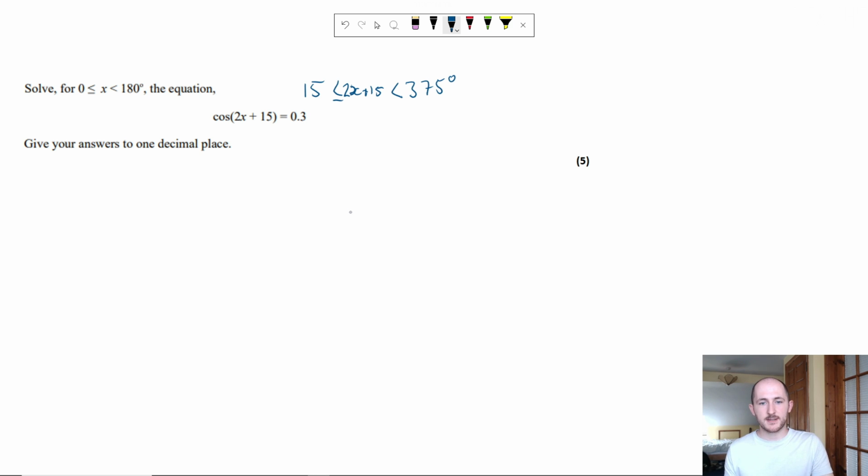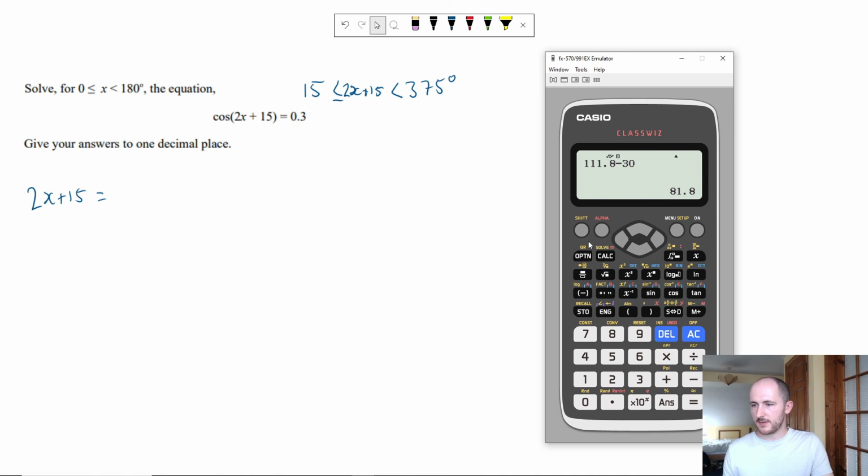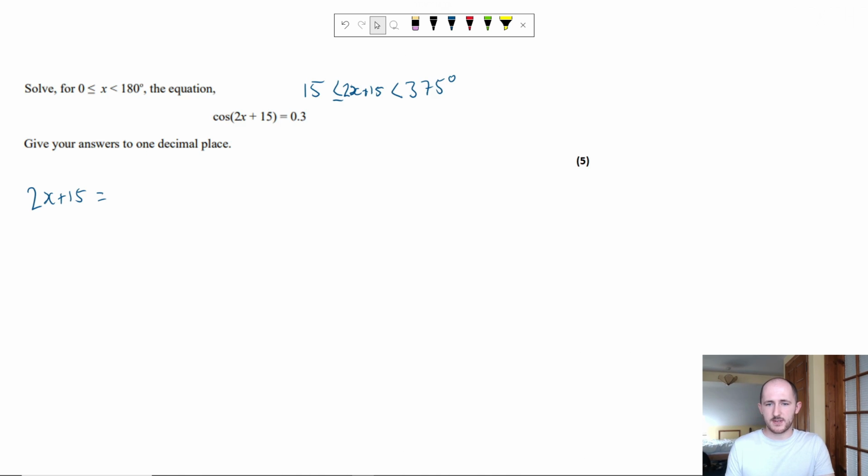Perfect, now we can actually get started and let's have some fun. I mean, I say fun. All we're going to do is inverse cos 0.3. So inverse cos 0.3. And again, I'm going to write this in blue because it's just a number. 72.5, it says 1 decimal place. Let's leave it at 72.5.